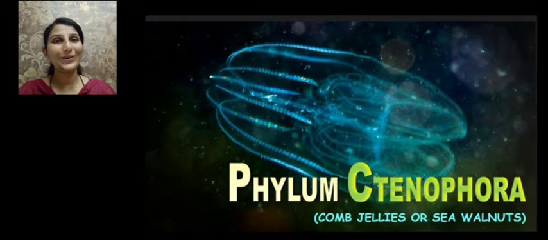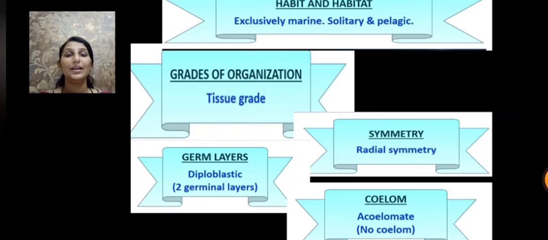In this module, we are going to learn about the third phylum, that is Phylum Ctenophora, or it is called as comb jellies or sea walnuts. Now about the habit and habitat of Ctenophora. They are exclusively marine. That means they are seen in marine waters.